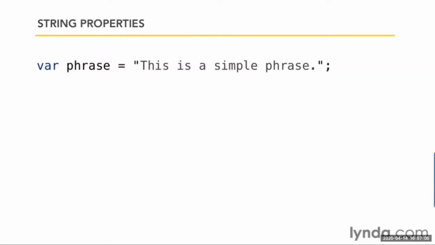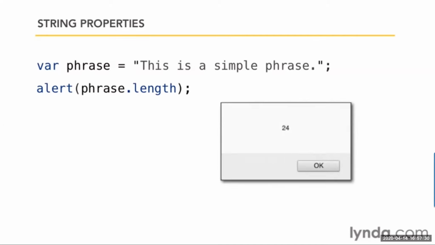I can also ask questions of it, like does another word exist inside it? I can convert it to upper or lower case. As the most straightforward example here, I'm going to write the line alert, and then instead of just the name phrase, I'm going to say phrase.length. This is allowing me to get to what is called the length property of this variable. And what's going to happen is this will pop up an alert box that will say, in this case, 24.